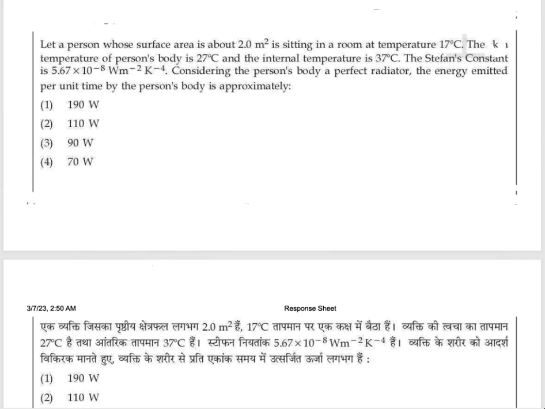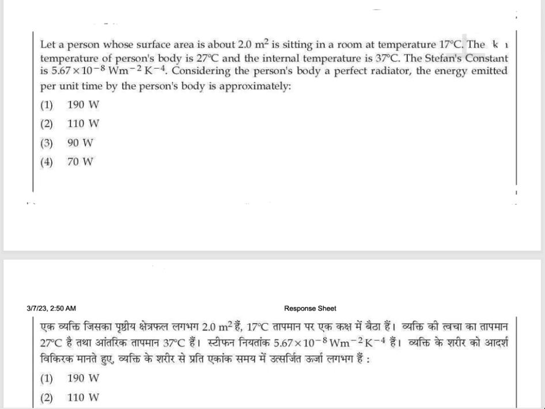The question says, let a person whose surface area is about 2.0 meters square be sitting in a room at a temperature of 17 degrees Celsius. The temperature of the person's skin is 27 degrees Celsius, and the internal temperature is 37 degrees Celsius. The Stefan constant is given. Considering the person's body is a perfect radiator, the energy emitted per unit time by the person's body is approximately?